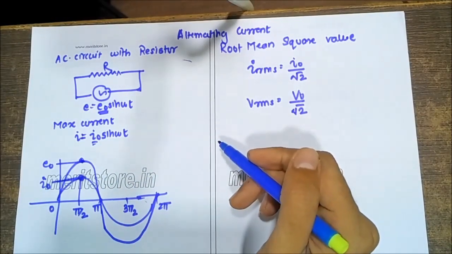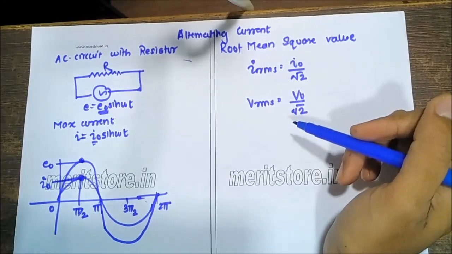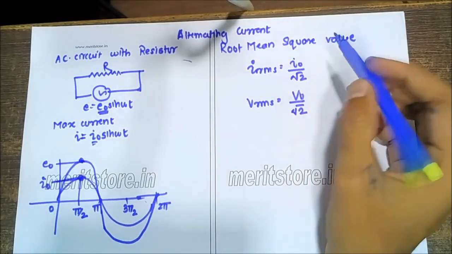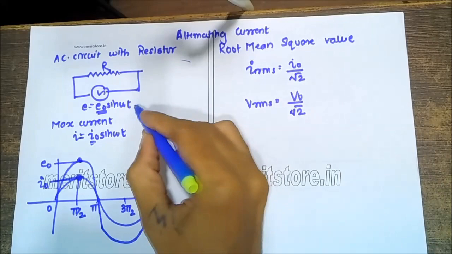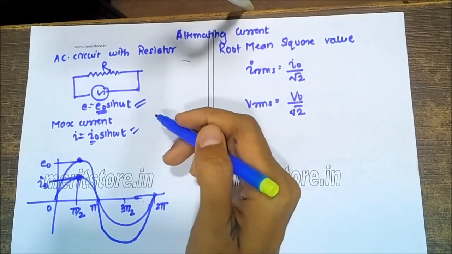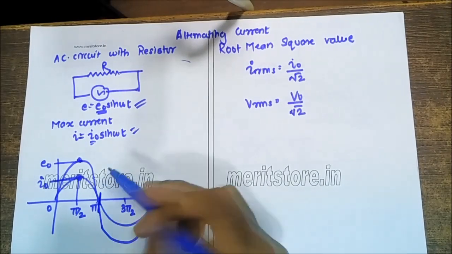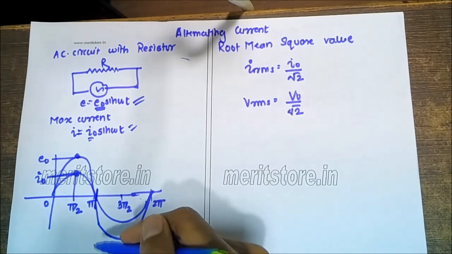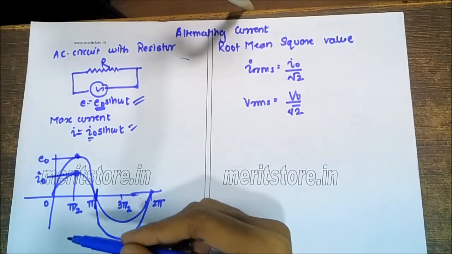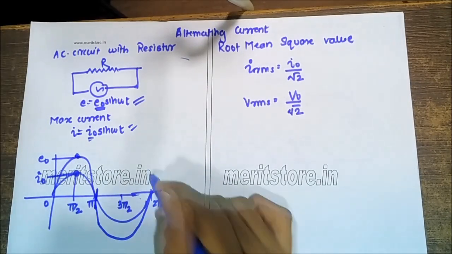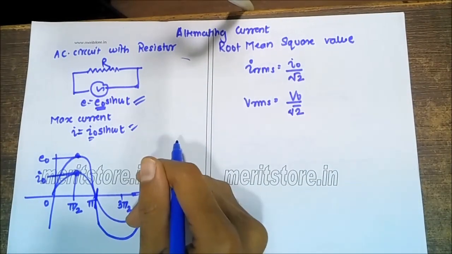Next comes the root mean square value in this AC circuit with the resistor. We have the two equations, E equals E0 sine omega t and I equals I0 sine omega t. At the end of every half cycle, the alternating EMF and the current reverse their direction. As a result, after one complete cycle, the current or the EMF averages to zero.